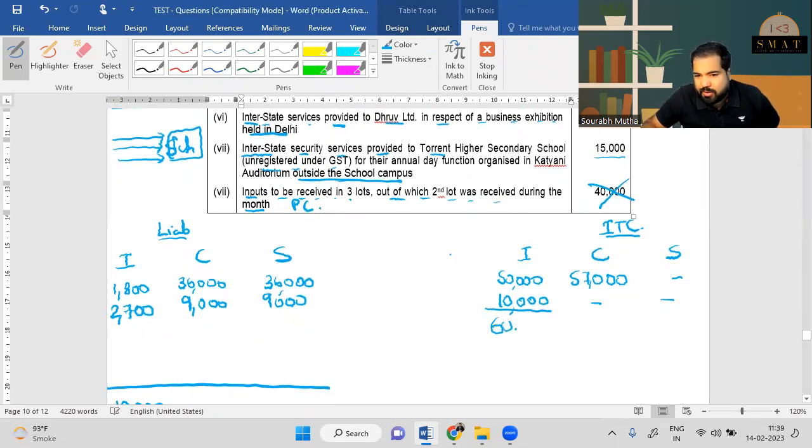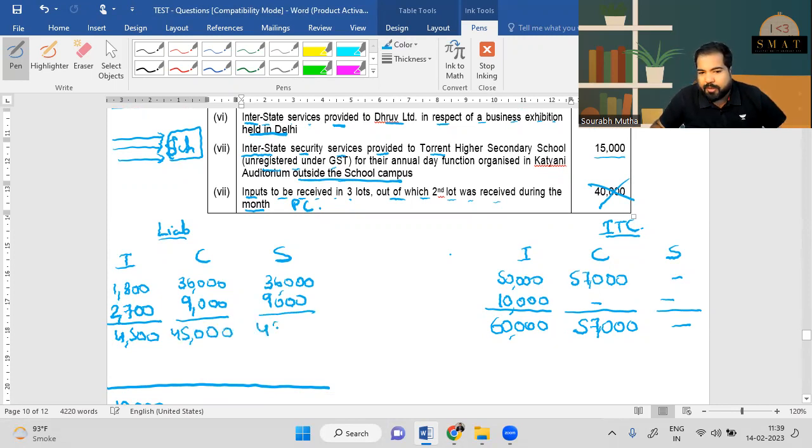So this is 60,000 of credit. This is 57,000 of credit. This is no credit. Now let's see how we pay. And let's see the liabilities, 2,700 plus 1,800. So 4,500 is the liability here. 36 plus 9, 45 is the liability here. And 45 is the liability here. First, now I'm changing the color. IGST credit is to be used. I'll use 60,000 to pay IGST. So 4,500. This is done.